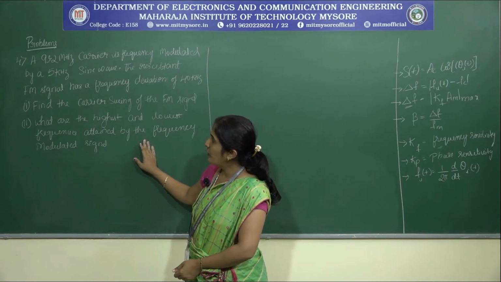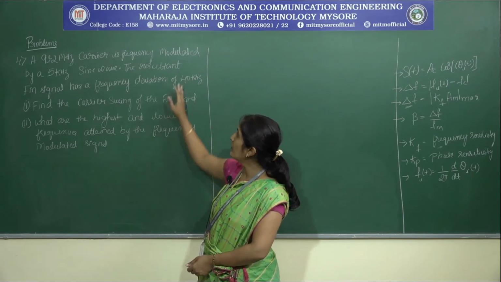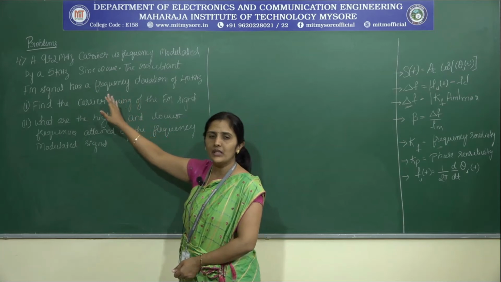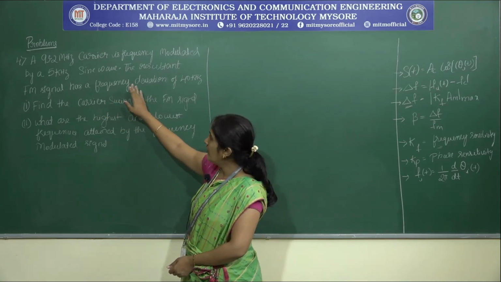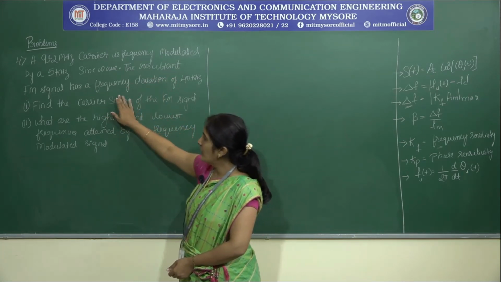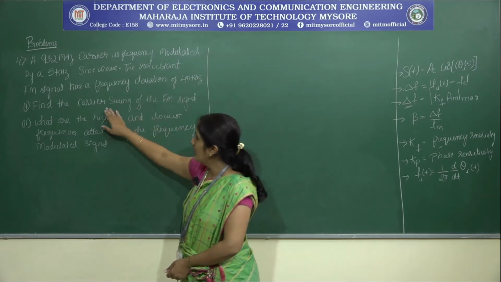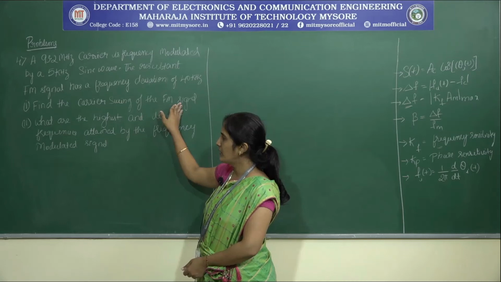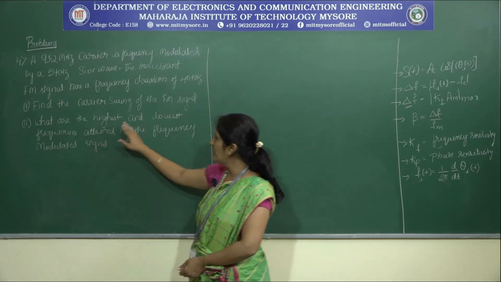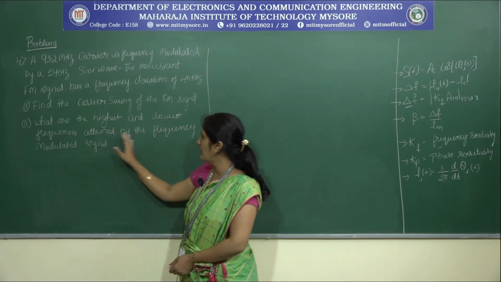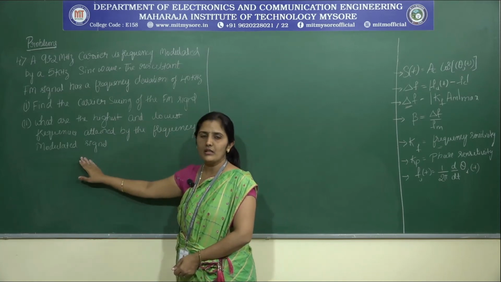Here a 93.2 megahertz carrier is frequency modulated by a 5 kilohertz sine wave. The resultant FM signal has a frequency deviation of 40 kilohertz. Find the carrier swing of the FM signal, and what are the highest and lowest frequencies attained by the frequency modulated signal.